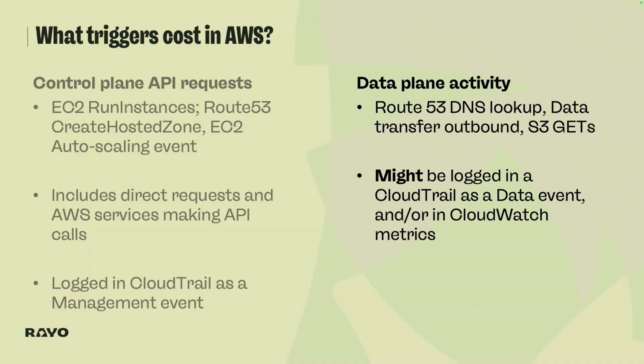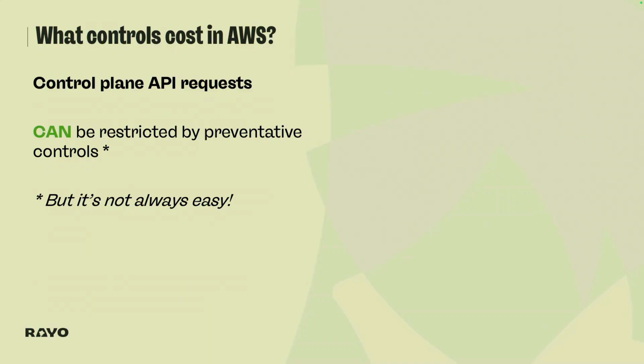But then there's a whole bunch of data plane activity. Now, the data plane is a slightly looser, more vague term, depending on the service, but think of this as things like DNS lookups or data transfer out or data processed by a NAT gateway. All of these things are effectively outside of your direct control because they're based on usage. These might be logged in CloudTrail as a data event, not a management event. If you do that, be very careful because that can rack up costs very, very quickly.